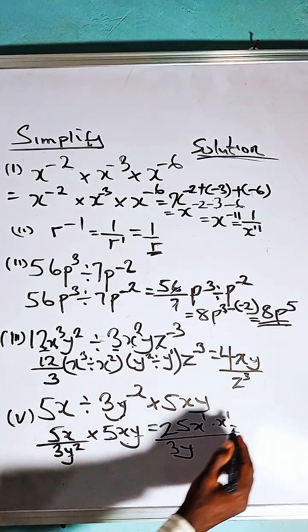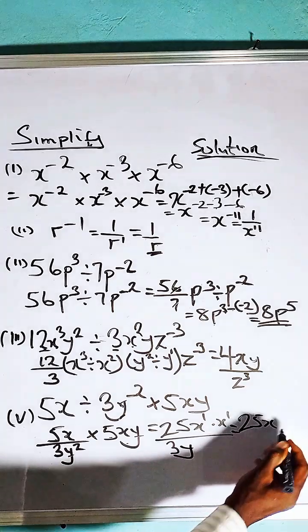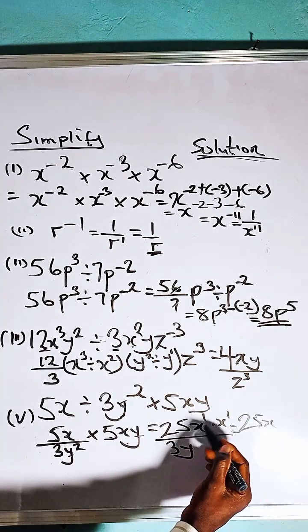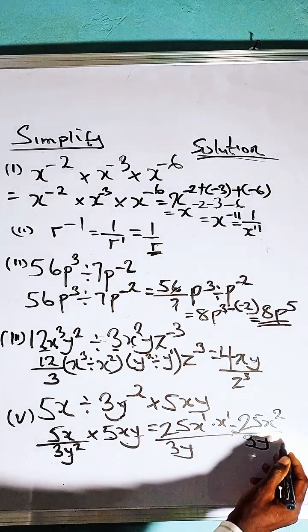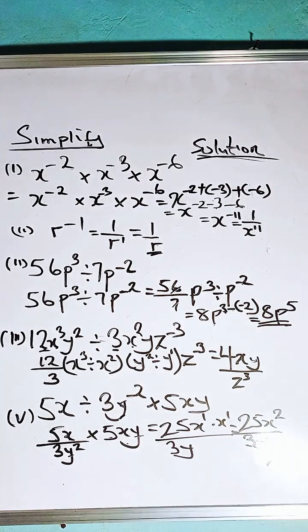So our final answer is 25 x squared over 3y. When we apply the law of indices, we pick out one of the bases and add the powers, so that is 2. Thank you very much.